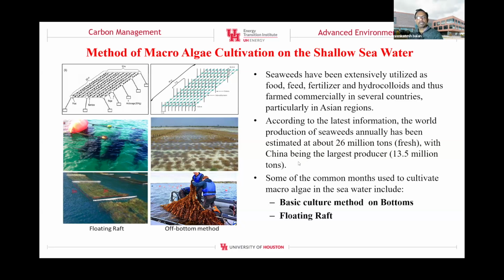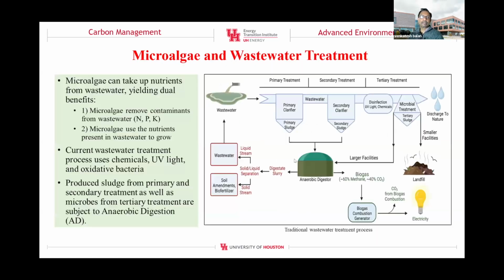And since the US has so much ocean, with almost 32 states on the coastal areas, there is huge potential for us to exploit and explore the opportunities of using the sea to capture carbon dioxide by growing seaweeds, and those seaweeds can be used for various applications.